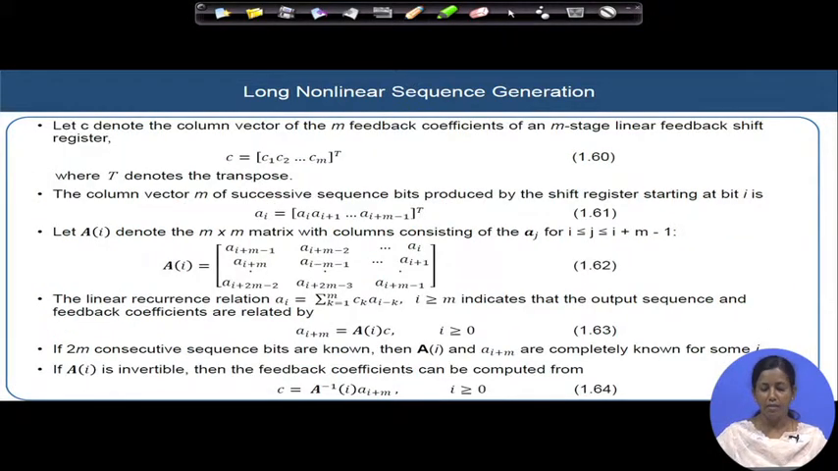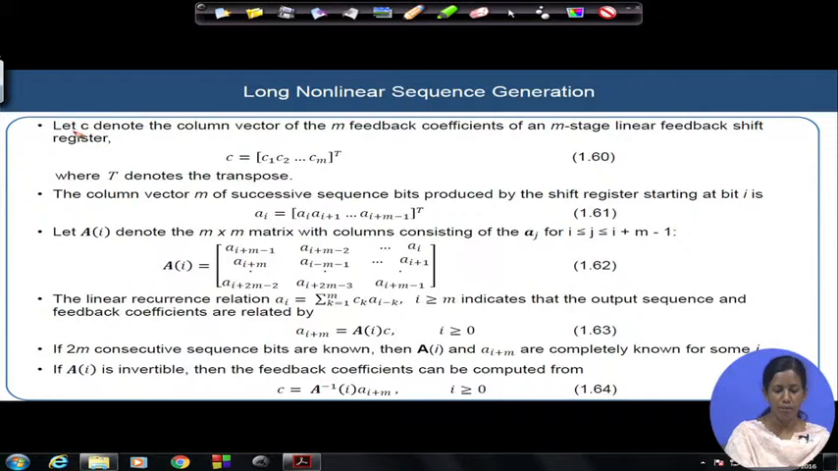So, let us see the criticality in terms of the mathematics also. Say, let us see denotes some column vector of the m feedback coefficients. So, these are the coefficients that we have designed, and small m is the number of the stages involved in the linear feedback shift register.